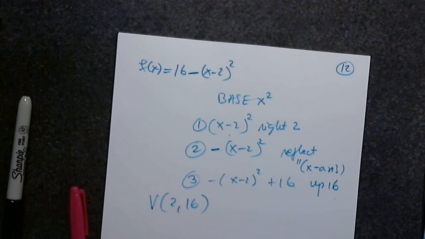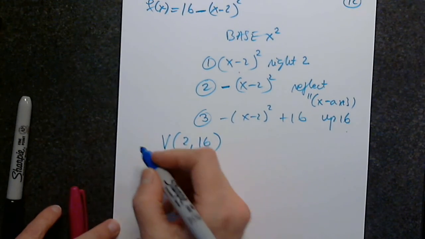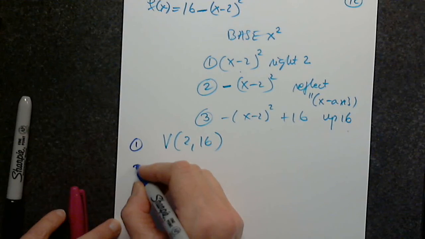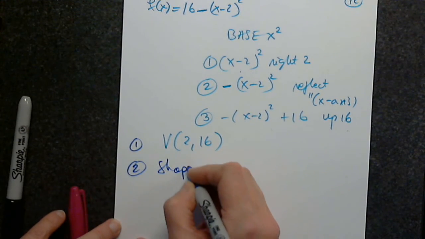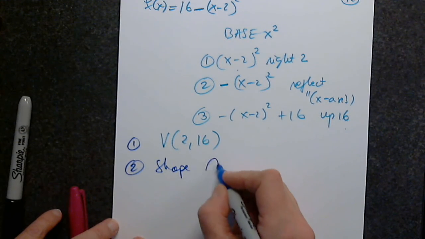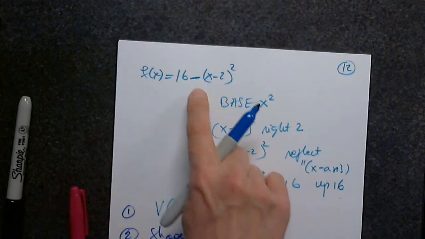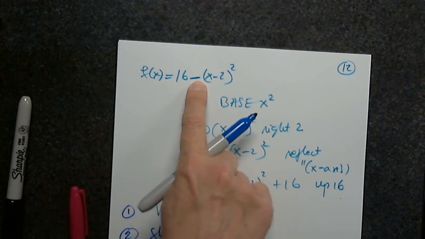So you have x squared. You shift it to your right 2. We reflect, and we move it up 16. So it's 2, 16. And the range is from negative infinity to 16. So this is the vertex. We know the shape would have a maximum because the leading coefficient is negative.